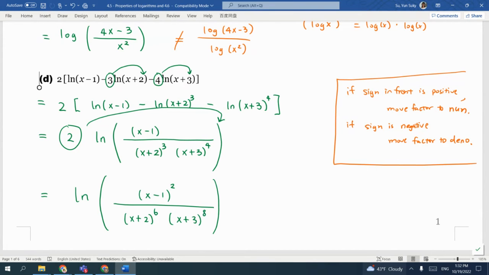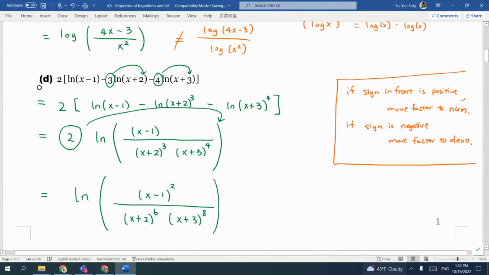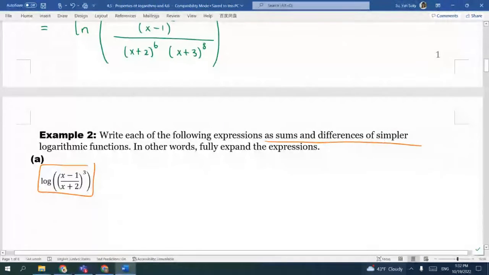See, sometimes I make mistakes too, so I need to check my work. And you please help me to check my work as well. Okay. Any questions about this problem? All good? Okay, keep going.